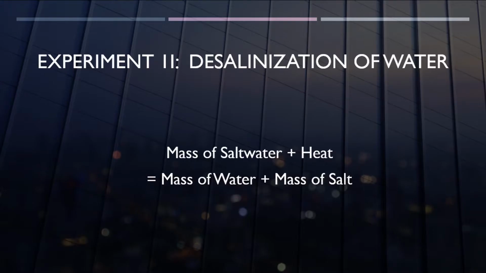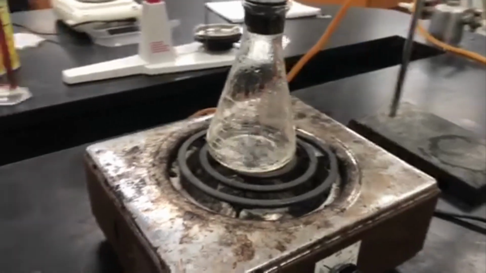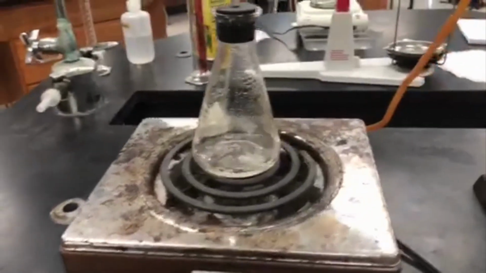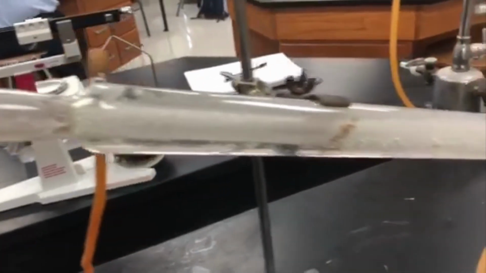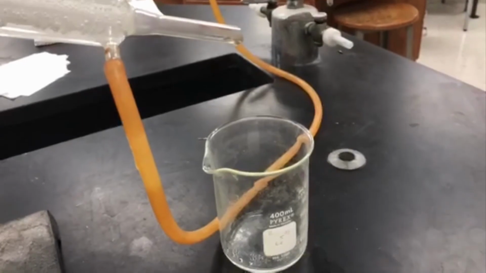For the second experiment, we performed the desalinization of water by introducing salt water to heat so that we can separate the solid salt from the liquid water. The initial mass of the salt water was recorded to be 25.5 grams. Here is our initial setup for this experiment. Water is being evaporated and is condensed in the long glass tube, while the solid salt is left behind.